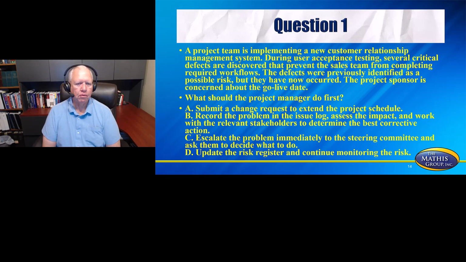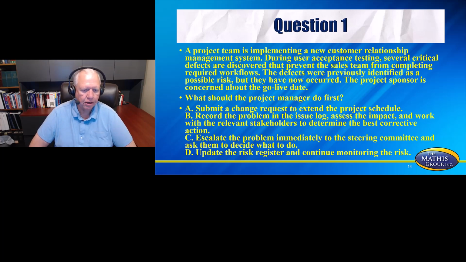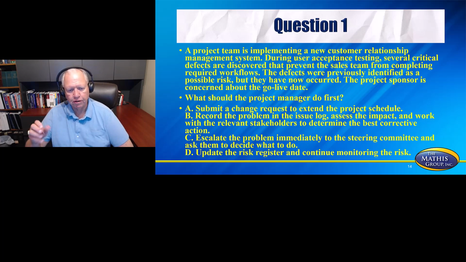So question 1: a project team is implementing a new customer relationship management system. During user acceptance testing, several critical defects are discovered that prevent the sales team from completing required workflows. The defects were previously identified as a possible risk, but they have now occurred. The project sponsor is concerned about the go-live date. What should the project manager do first? Now, sometimes they'll say, what would you do first? Of course, remember, they're never asking what you would really do.